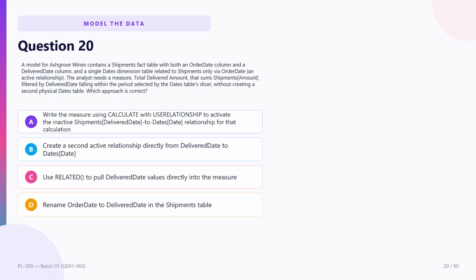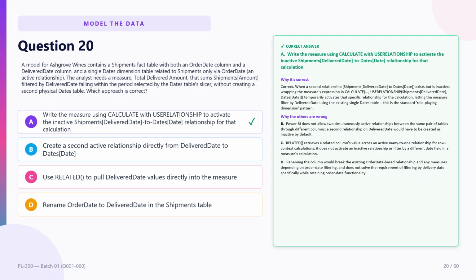Which approach is correct? Option A. Write the measure using CALCULATE with USERELATIONSHIP to activate the inactive shipments delivered date to dates date relationship for that calculation. Option B. Create a second active relationship directly from delivered date to dates date. Option C. Use RELATED to pull delivered date values directly into the measure. Option D. Rename order date to delivered date in the shipments table. Take a moment and make your choice. The correct answer is A.